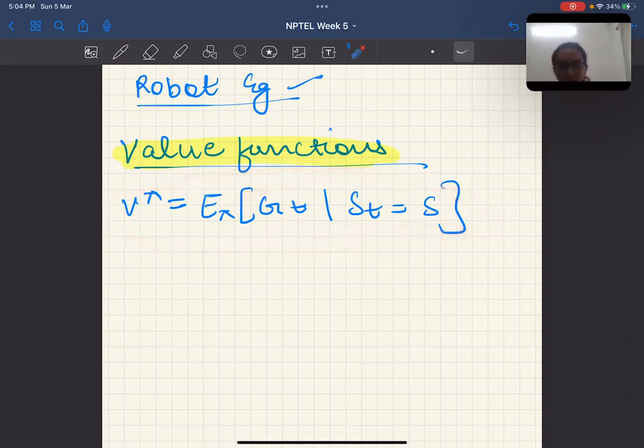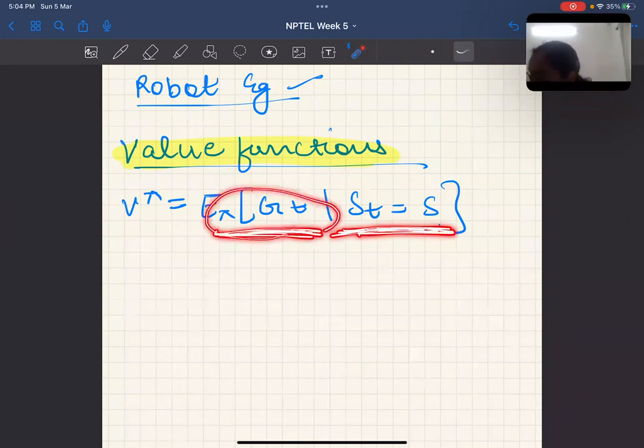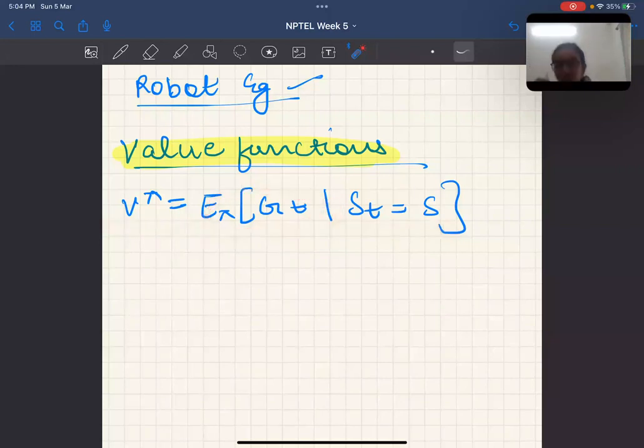Am I audible first? Okay, let's proceed. So what is GT? GT is the return, the expected return. If I am given the state ST is equal to S, what will be the expected return? What will be the expected GT? That stands for V pi. According to policy pi, if we are in the state S, then what will be the GT, the expected return here?